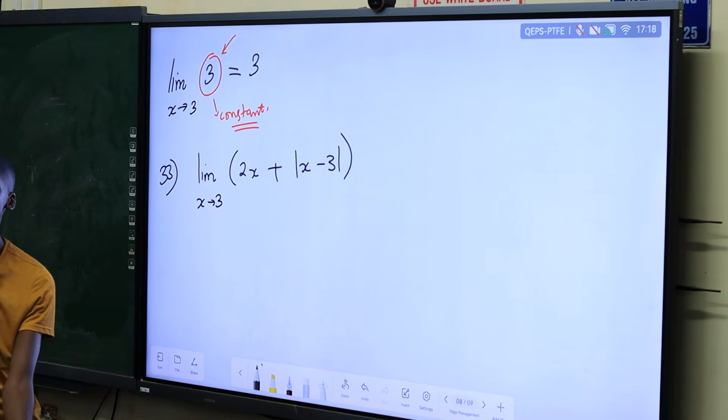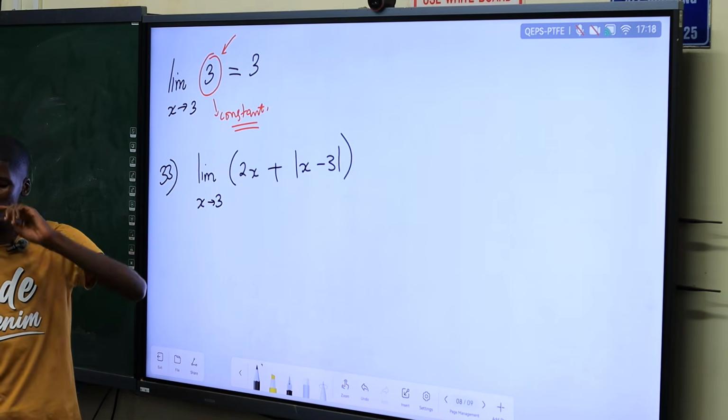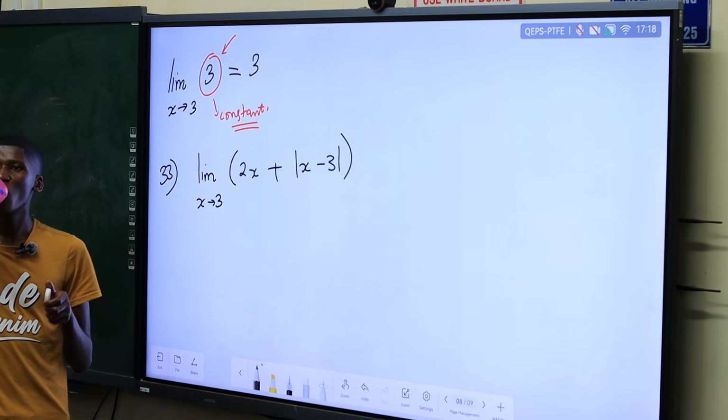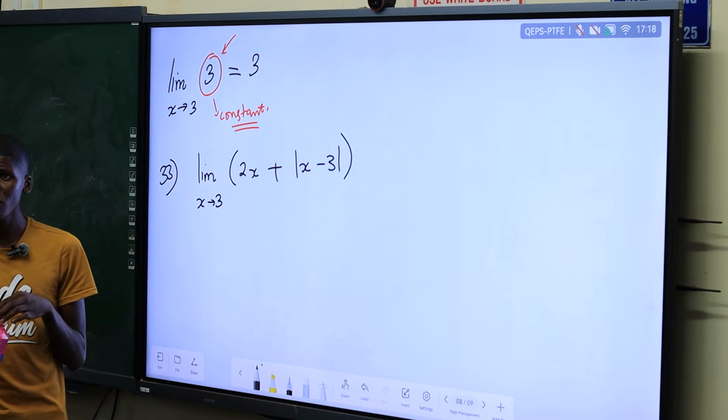Okay, since we want the limit of something with an absolute value sign, what do you do with the absolute value? They say find the limit if it exists.